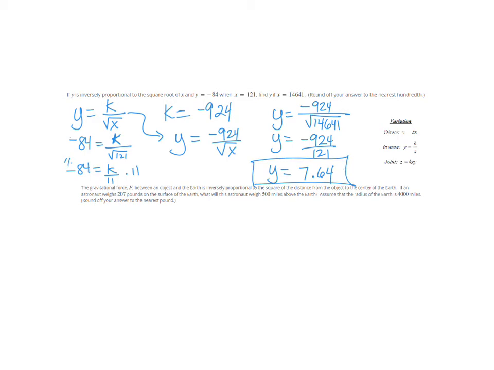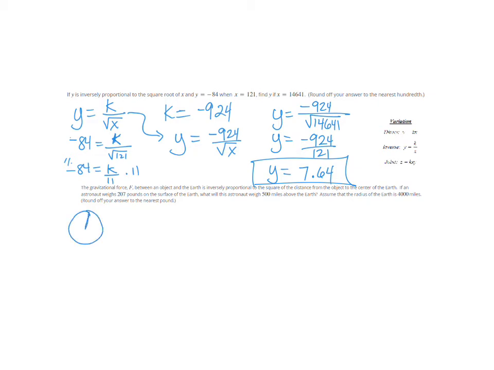All right, now let's try one that's inverse, but it's one of these word problems. The gravitational force, F, between an object and the earth, so that gravity force between something and earth. Okay, it's inversely proportional to the square of the distance from the object to the center of the earth. Okay, these just tend to get wordy, and so you just kind of got to do enough of them that it starts to make sense.